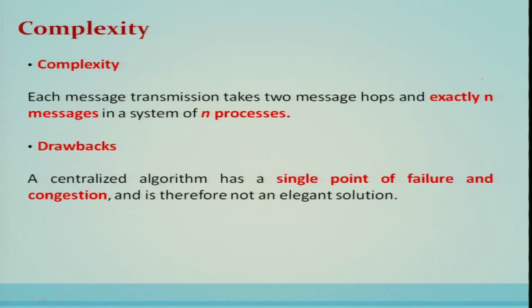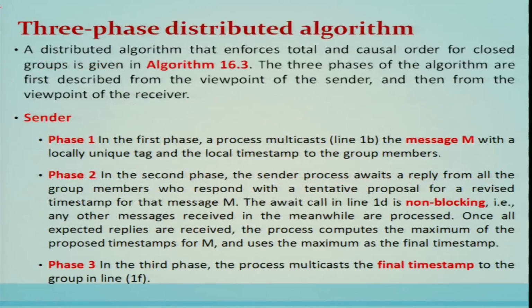class of this model. The complexity of this algorithm is that each transmission takes 2 message hops and exactly n messages in a system of n processes. The drawback is the centralized system has a single point of failure, and also there will be congestion towards that.